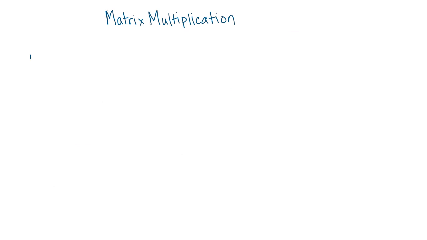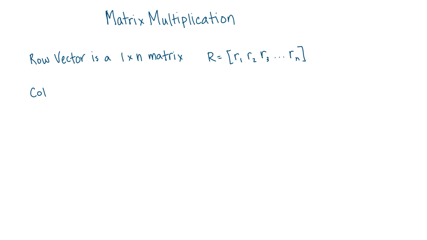Now let's talk about matrix multiplication, when we decide to take one matrix and multiply by another matrix. To do that, we need to define what a row vector and column vector are. A row vector is a 1 by n matrix. So that means it has one row and n columns. Let r1, r2, r3, all these little r's represent the entries of our row vector. You can see that there are n r's in one row.